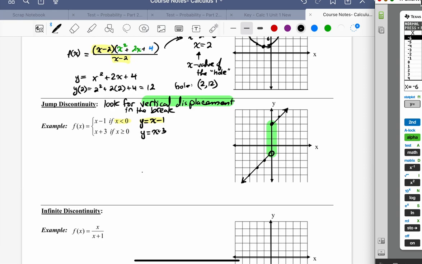And you have your infinite discontinuity, right? So yeah, that's really all there is to a jump. You create the graph. If there's a vertical displacement, then you're looking at a jump. All right, infinite discontinuity. There's going to be the presence of a vertical asymptote. When you have a vertical asymptote, one part or both parts will go to infinity vertically.